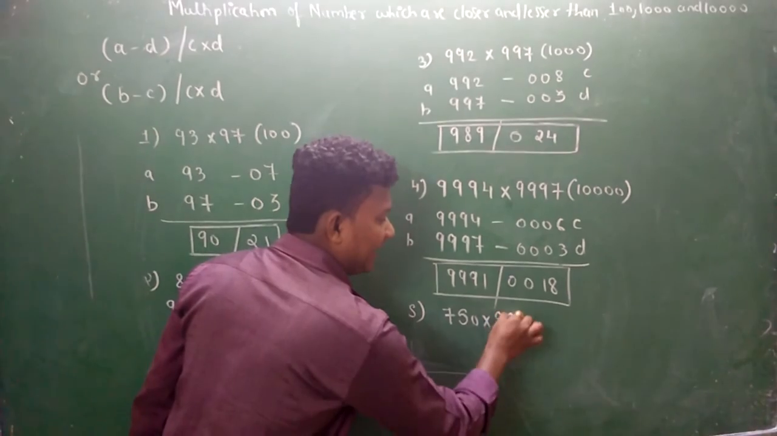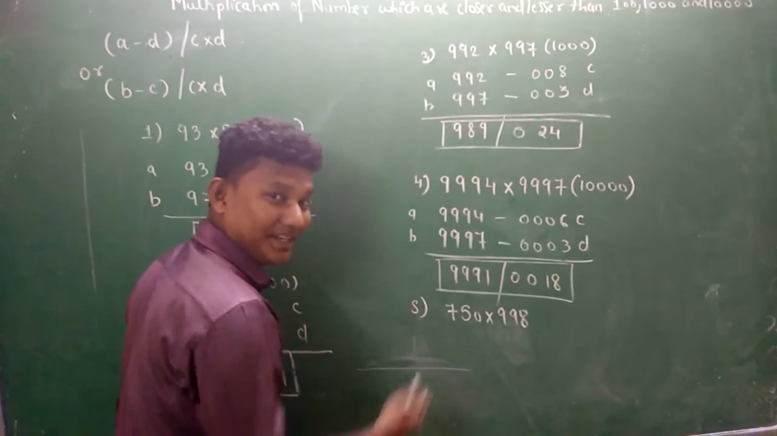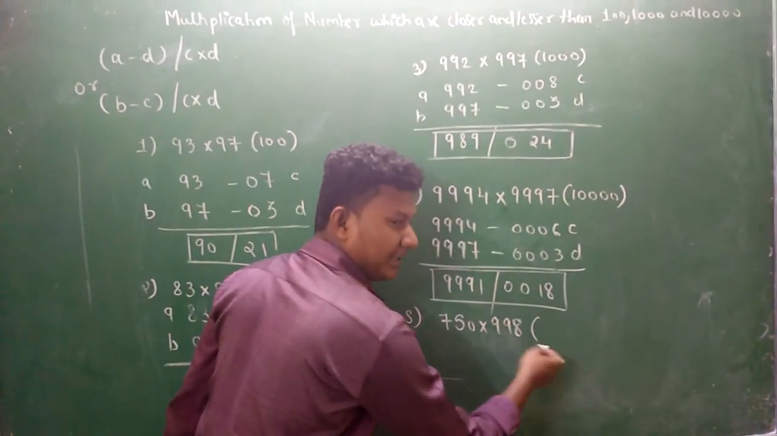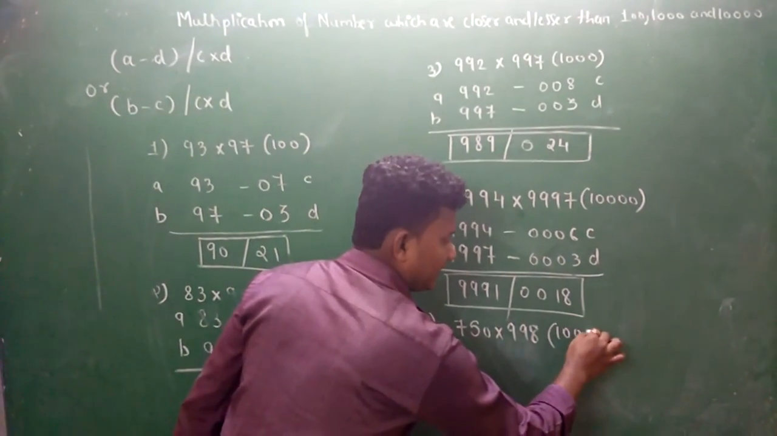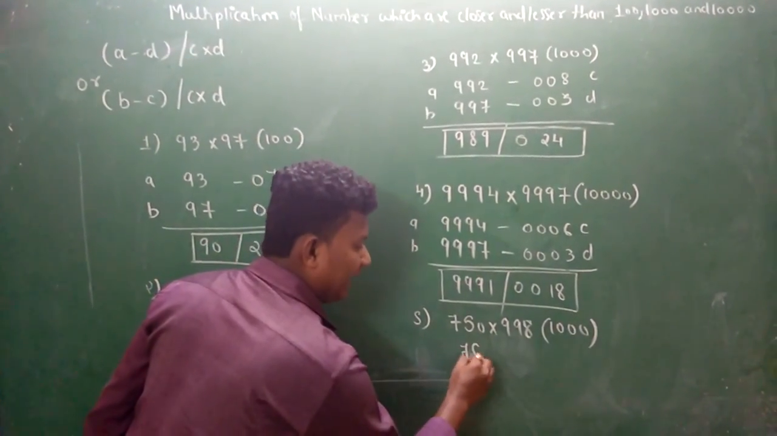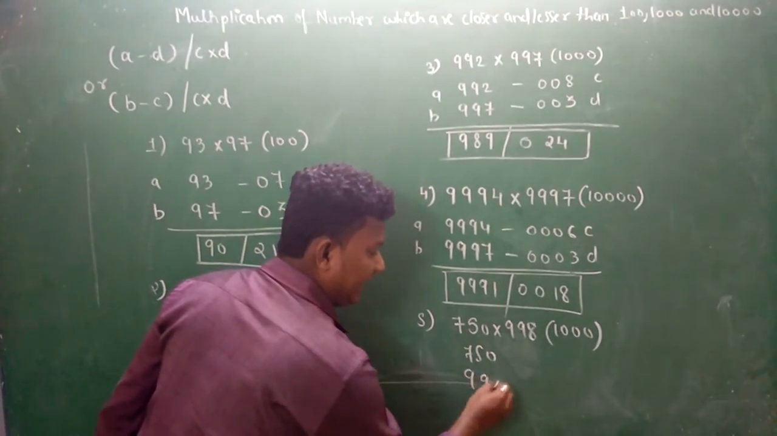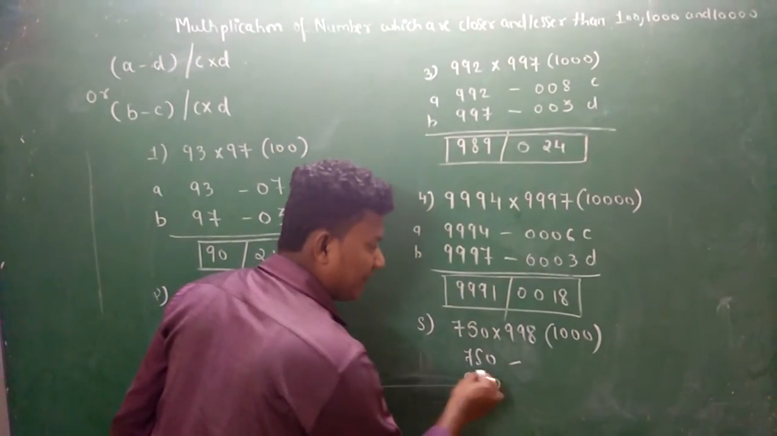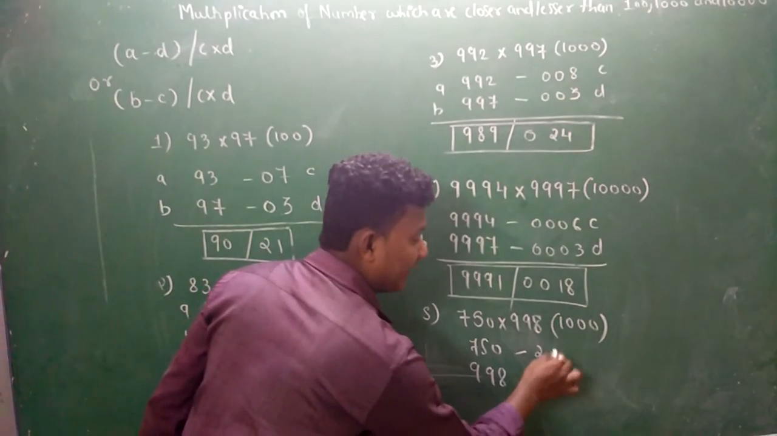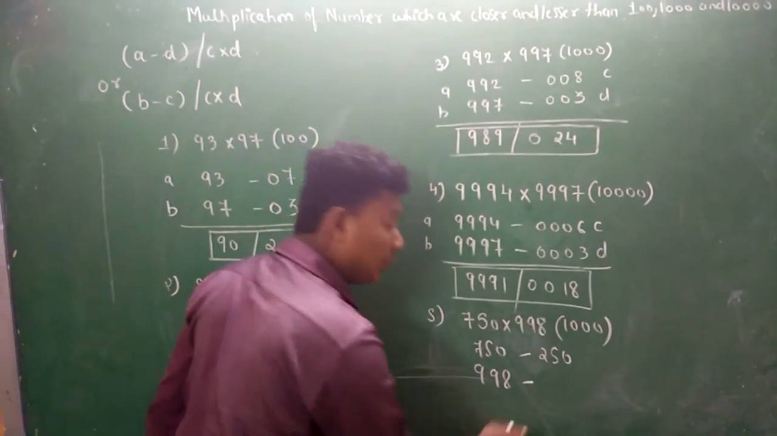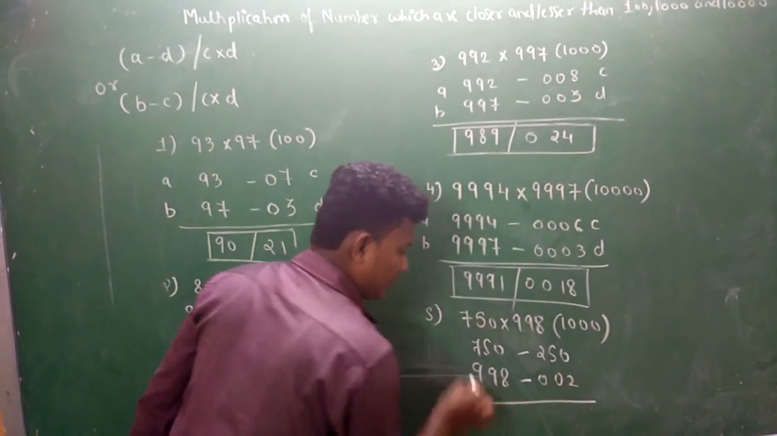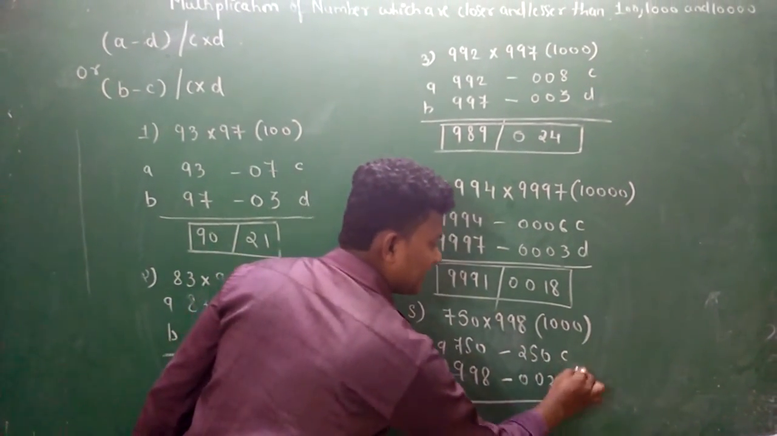Last, let's see 750 into 998. Big numbers. Can I say the base for both these numbers is 1000? So 750, 998. Can I say 750, how much less? It is 250 less. 998, how much less? It is 2 less. So this is a, this is b, this is c, and this is d.